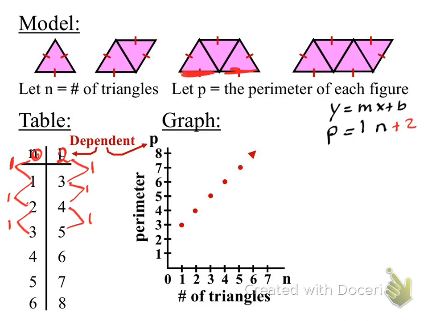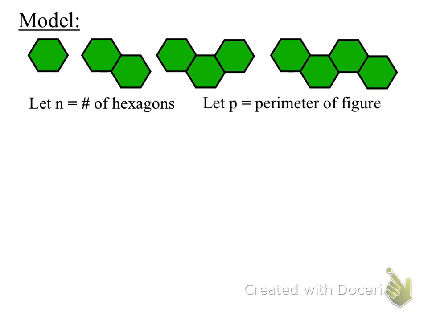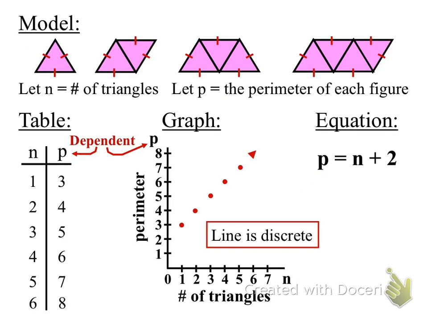Okay, so now we've got P equals N plus 2. Let's put this into function notation. The P of what? N equals N plus 2. You got it? Yeah. Okay. And we said that this line is discrete. We've already talked about that. Are you guys good with that? Why? Because you can't have half a triangle.